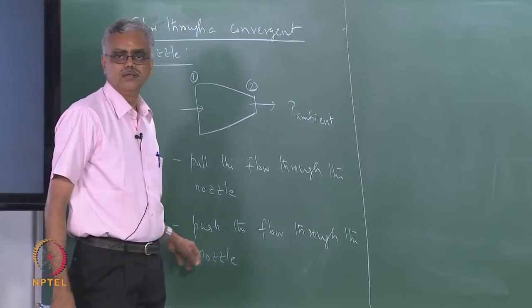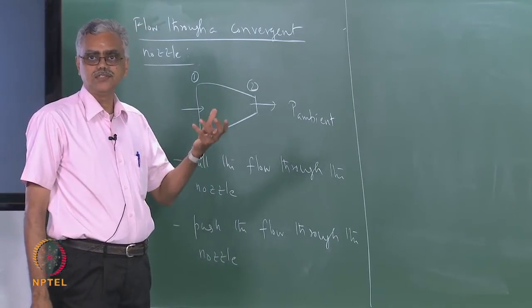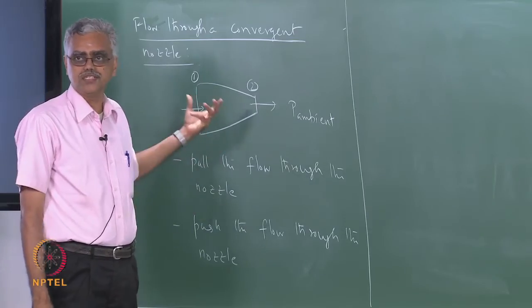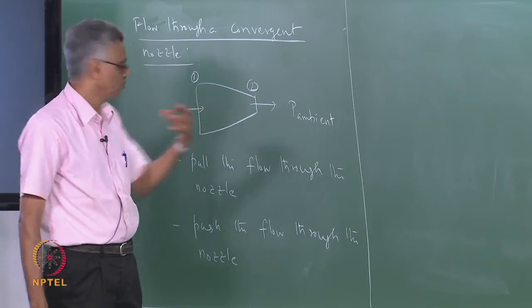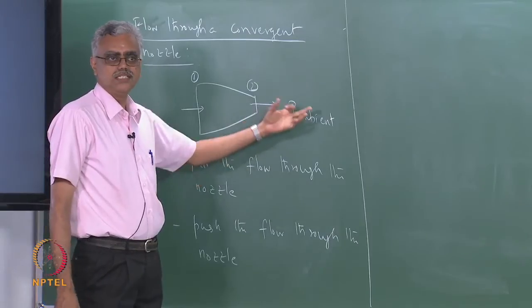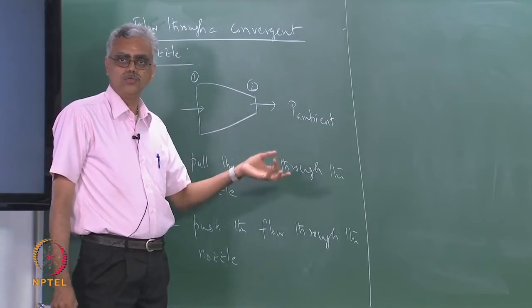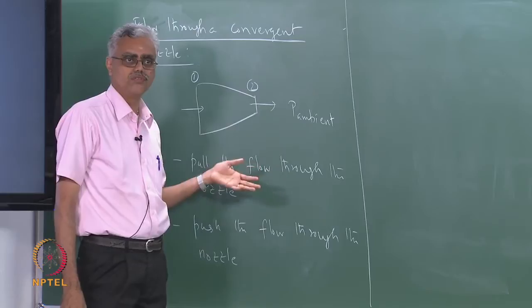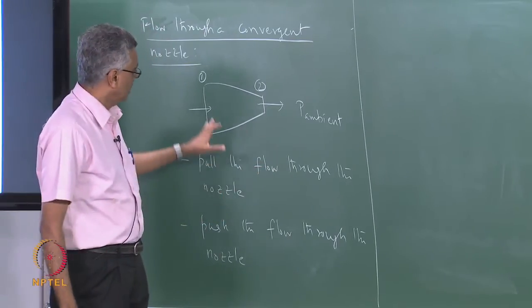We do this by changing the stagnation conditions or the stagnation pressure. Keep increasing the stagnation pressure, that will push more and more flow through the nozzle. Changing the ambient pressure will pull the flow through the nozzle. Okay, these are the two different ways in which we can establish the flow.